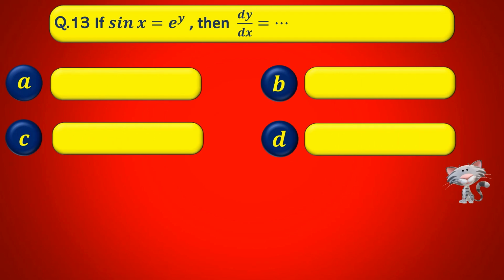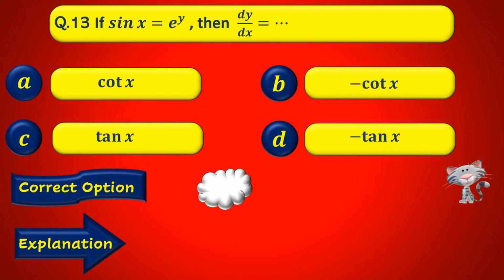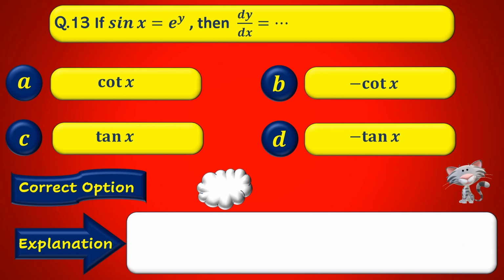Question number 13. If sine of x is equal to e^y, then dy by dx is equal to. And the options are given, but what is the correct option? Let's explain. The given equation is sine of x is equal to e^y.